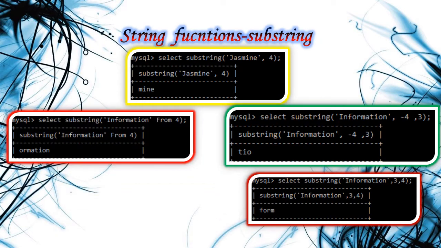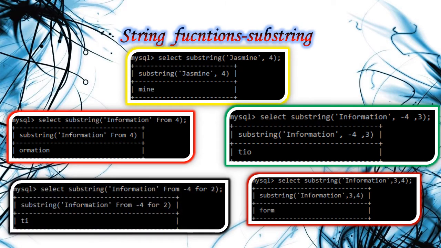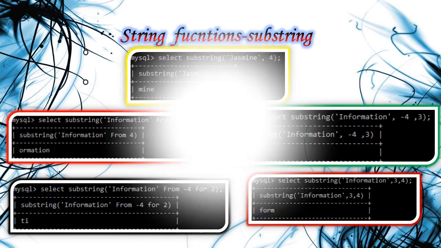See, we can write it like that: instead of comma we can use the FROM keyword also. Information from 4 means from the fourth character onwards we have to fetch that string. And next, information from minus 4, so backward. And for 2 means how many characters you want to fetch. So from minus 4th place, T is there, and minus 3 place I. So 2 characters are extracted from the information string.